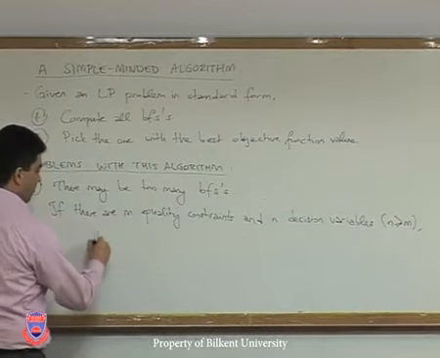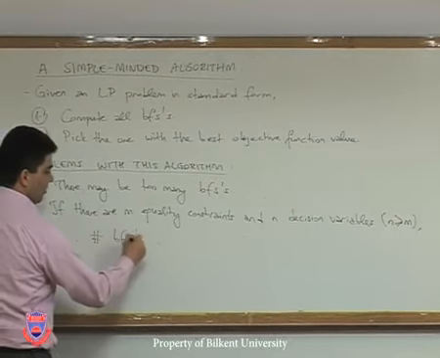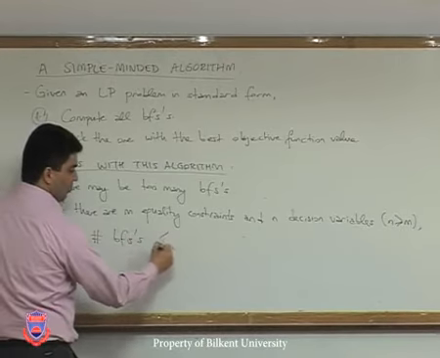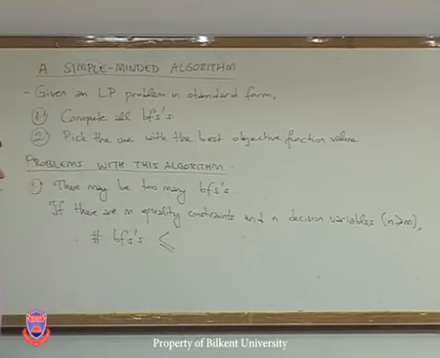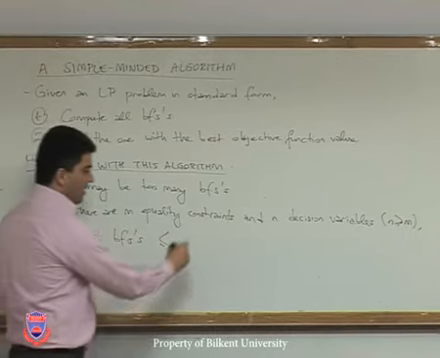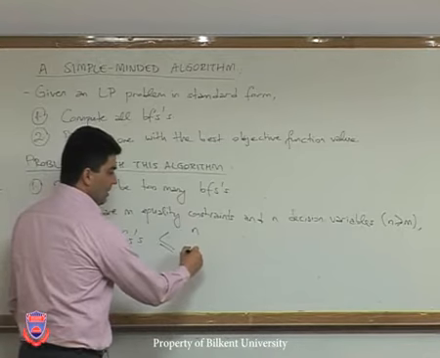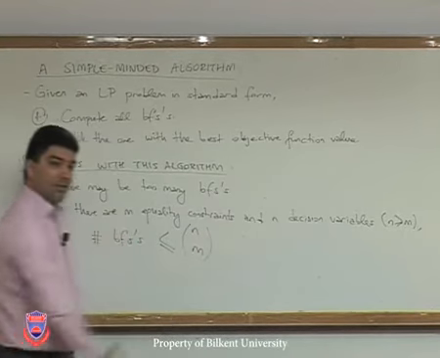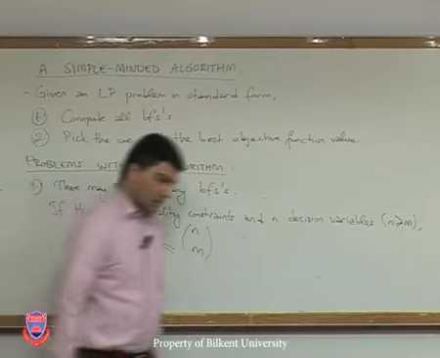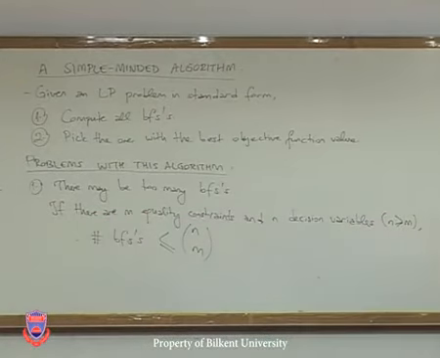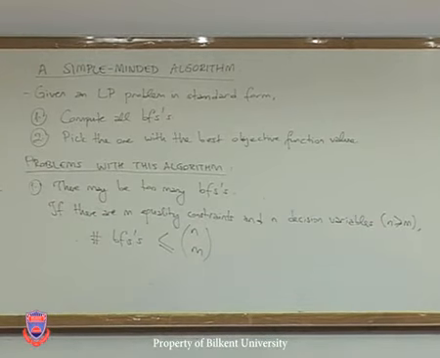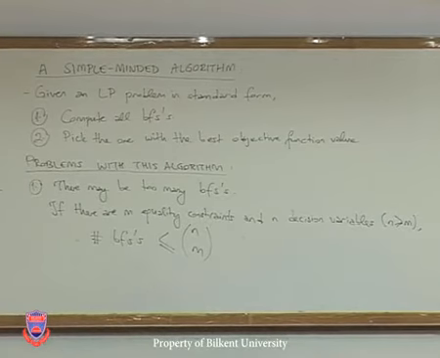Then what's the largest possible number of basic feasible solutions? The number of basic feasible solutions cannot be more than what? From among N decision variables, I'm going to pick M of them, and I can do it in this many different ways. So I can choose M basic variables out of N decision variables in that many different ways.